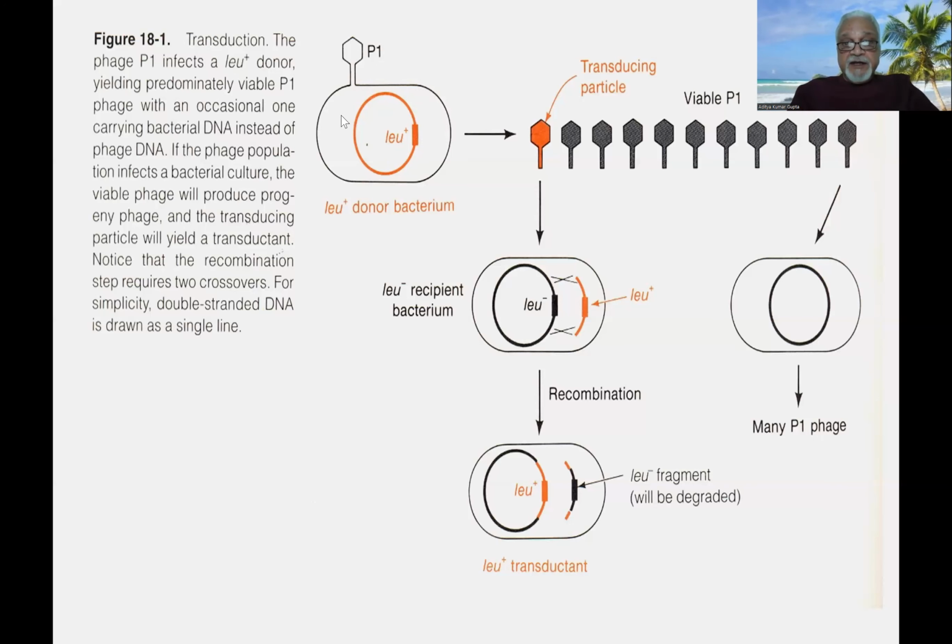But while doing so, I will explain how it happens that at a very, very low frequency, the phage packages a part of the host chromosomal DNA. It will package its own DNA in 99% of cases or even more, but at a very low percentage, it also packages the host chromosomal DNA like this.